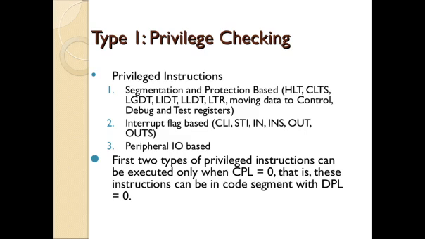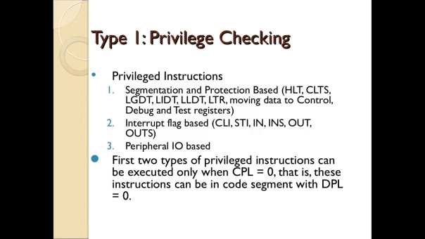Second is interrupt flag based: clear interrupt, set interrupt, IN, OUT, and INS, OUTS. And third one is peripheral IO based. Peripherals are the external memory locations or devices which are used for in and out operations. In all these cases, the instructions are privileged instructions and they are executable only at the highest privilege level. They should not be executed by the application which is at privilege level 3.